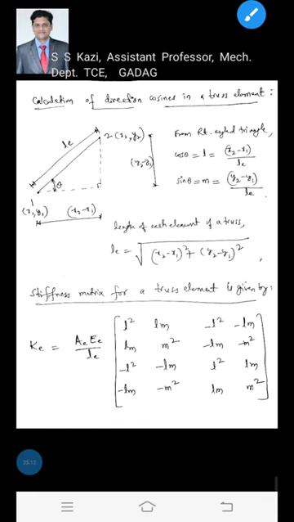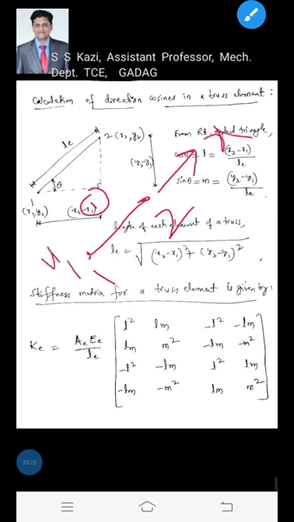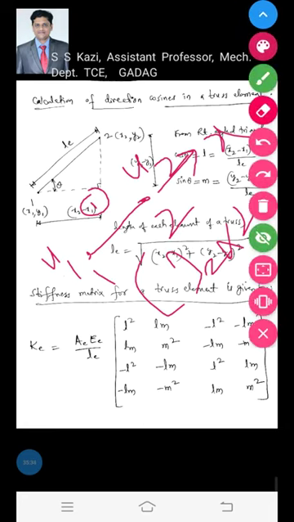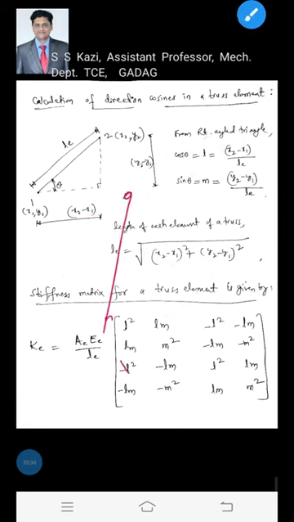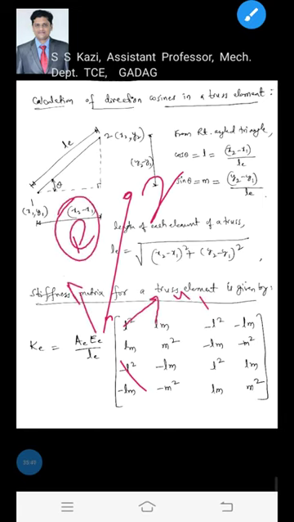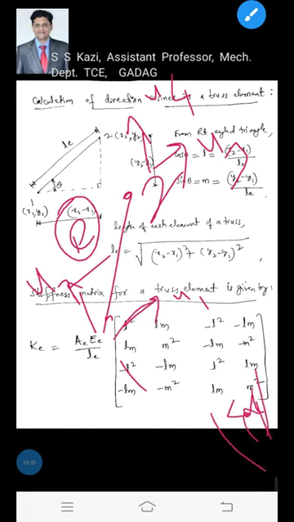And one more difference: for a single element of a bar having two nodes, each node is permitted to displace only in x direction, hence degrees of freedom will be 1 at each node, total 2 degrees of freedom, then the order of the stiffness matrix will be 2 cross 2, that is 1 minus 1 minus 1 1, the formula. And in case of a truss element having two nodes, at each node there are 2 degrees of freedom, hence the order of the matrix will be 4 cross 4.